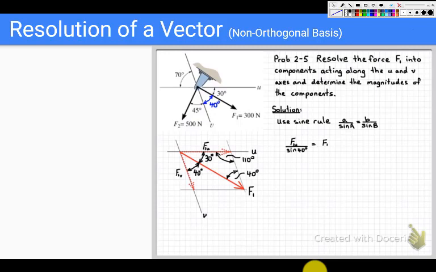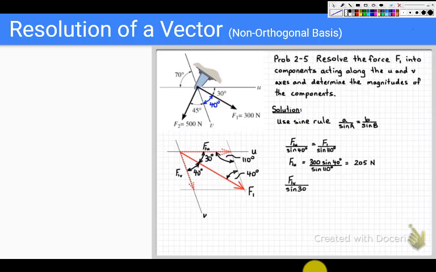So first, let's look at F1u. Here we have F1u, and the opposite angle is 40 degrees. So we have F1u over sine 40, and we know the length of F1, and the opposite angle there is 110. So we've substituted that into the sine rule, and we can now rearrange that equation to solve for F1u, which comes out at 205 newtons.